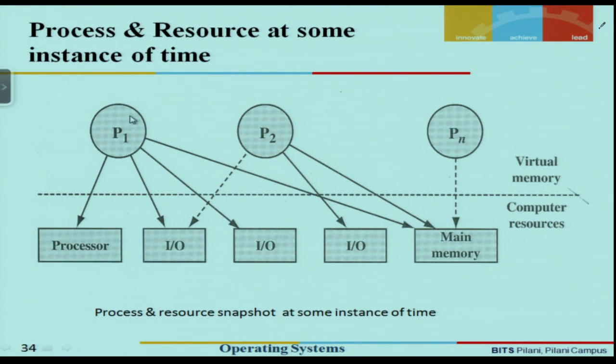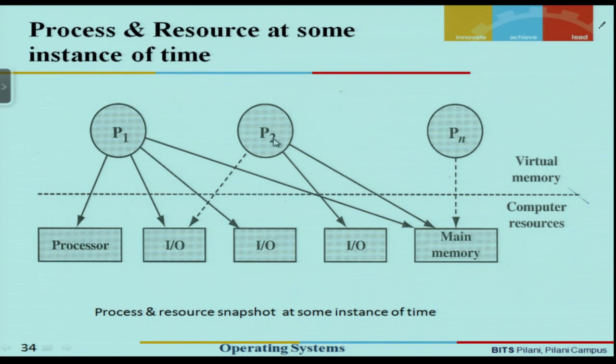So if we look at this diagram, it very clearly indicates what the resources are which are available with the process P1. So process P1 in this case is executing on a processor, is having 2 different I/O devices, and it is loaded into the main memory.